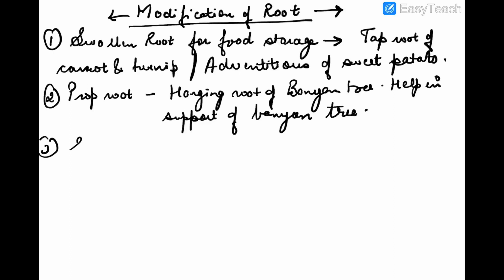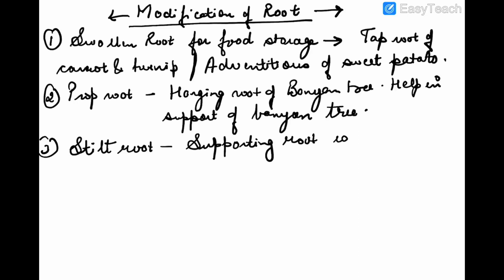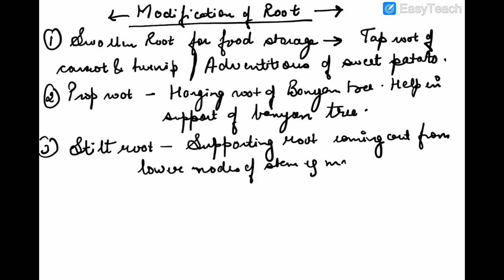Third is stilt roots. Stilt roots are supporting roots coming out from lower nodes of stem. Example is maize and sugarcane. So stilt roots are supporting roots coming out from the lower node of stem.